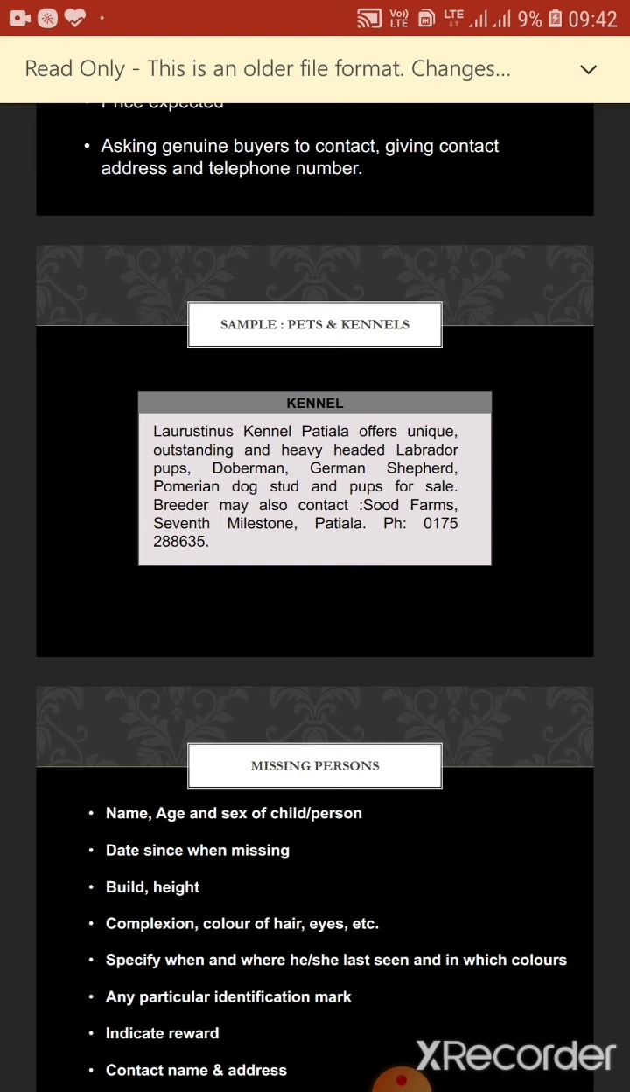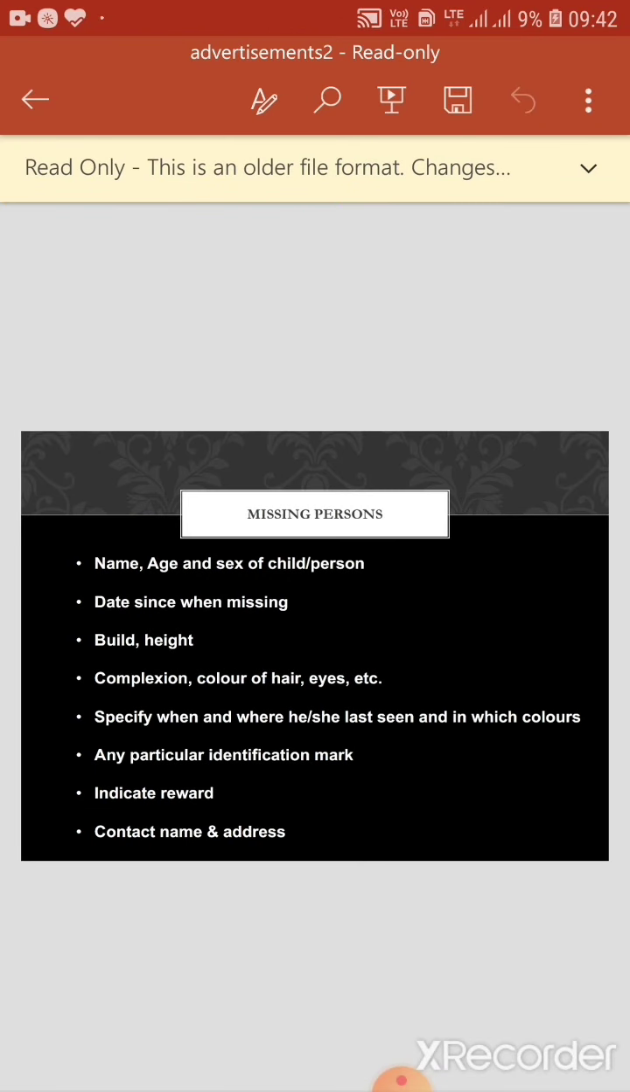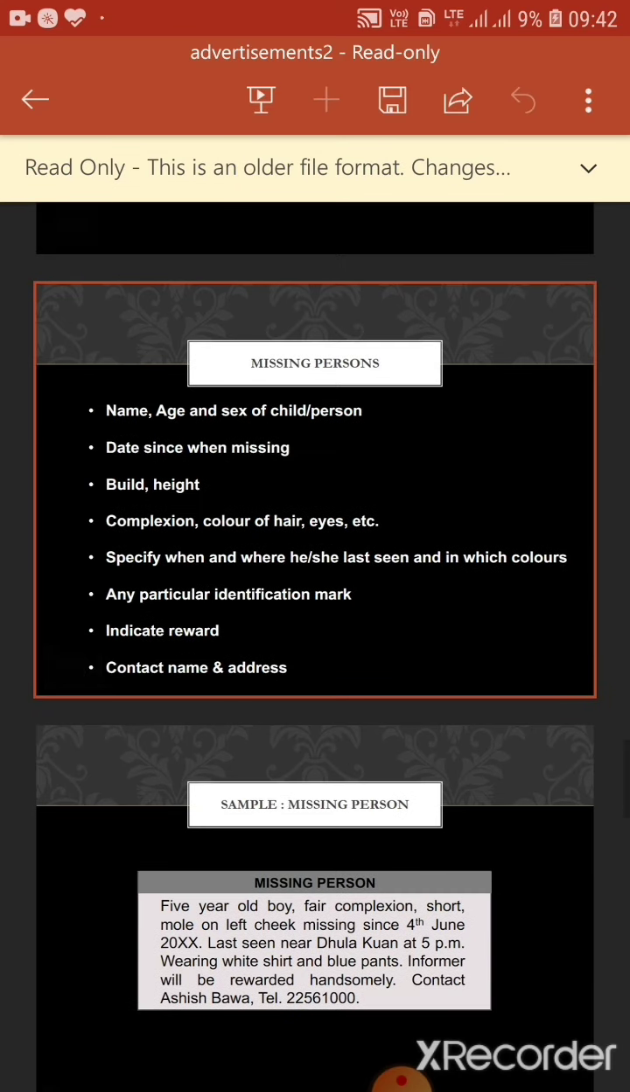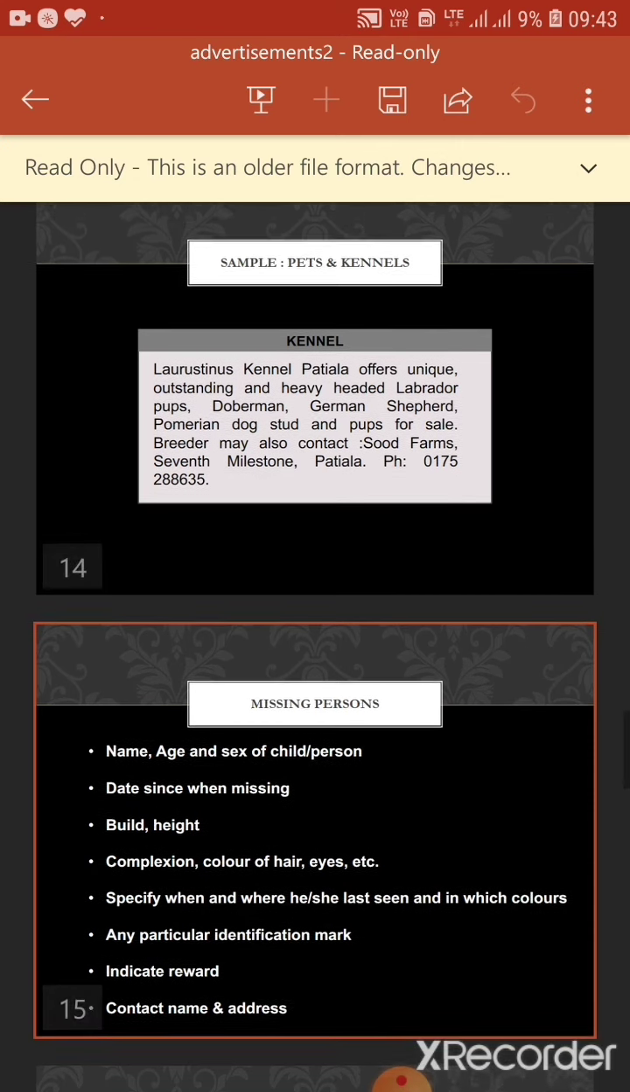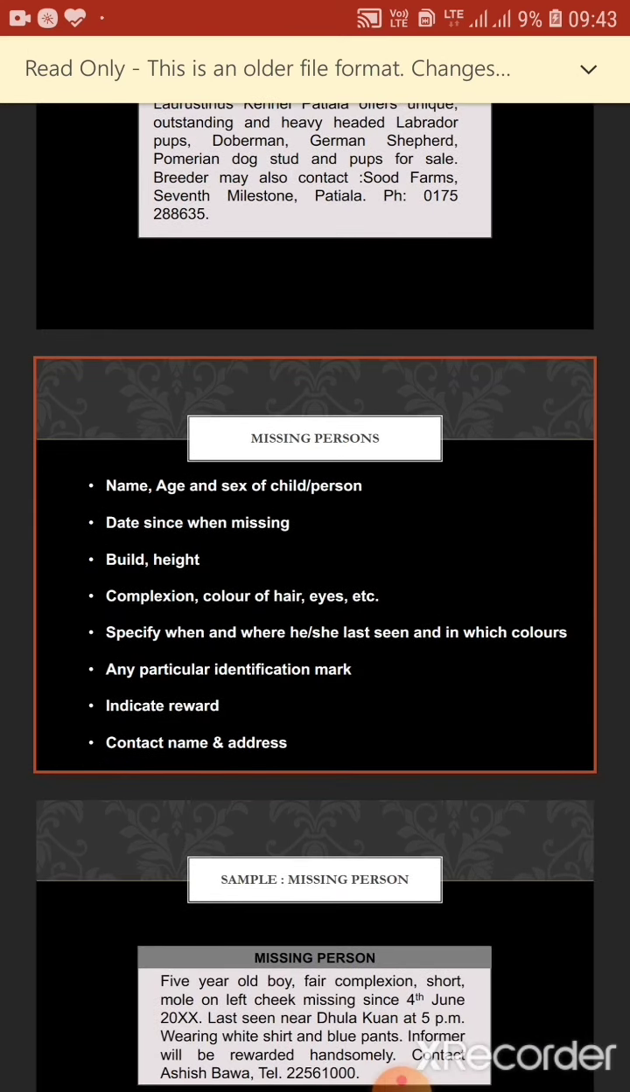Larstein Kennel, Patiala offers unique, outstanding heavy-headed Labrador pups, Doberman, German Shepherd, Pomeranian dog, stud, and pups for sale. Breeders may contact Sooth Farms, 7th Milestone, Patiala, phone number 0175 288 635. So, like that, it is for the selling of the kennel.